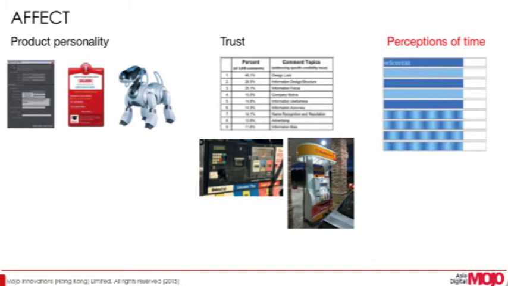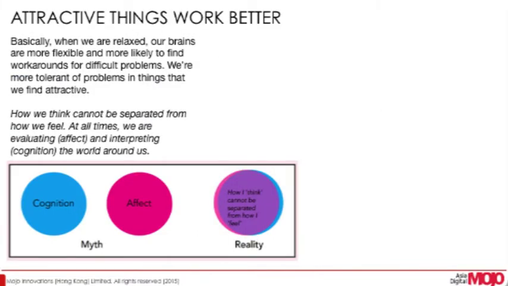But actually, the designer is only changing the graphic design of the perceptions of the scale. In conclusion, attractive things work better. Basically, when we are relaxed, our brains are more flexible and more likely to find workarounds for different difficulty problems. We are more tolerant of problems in things that we find attractive.